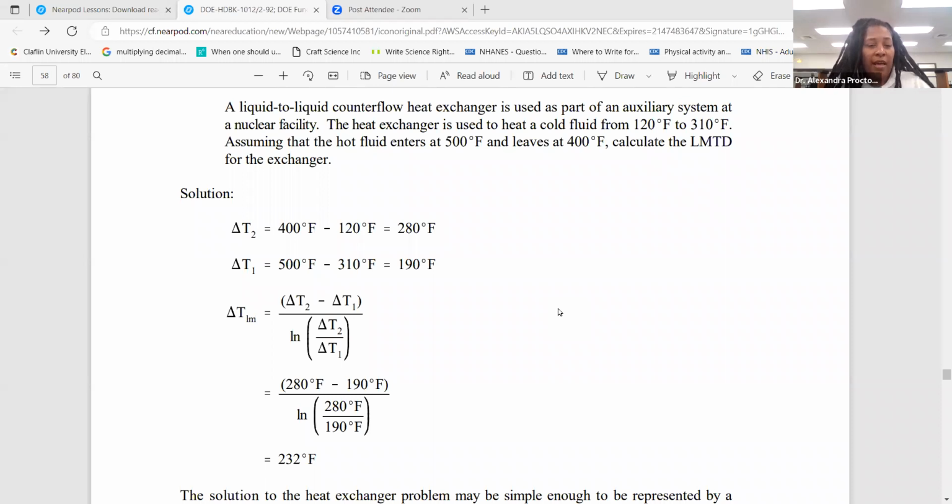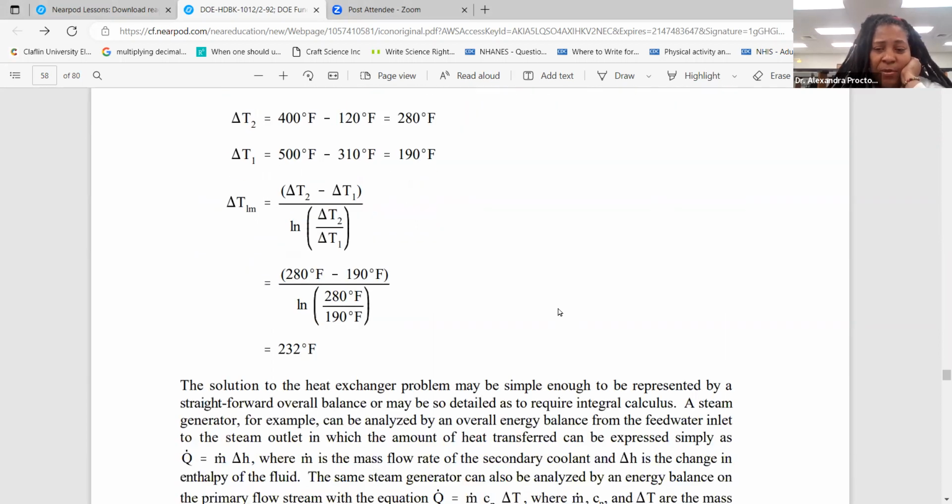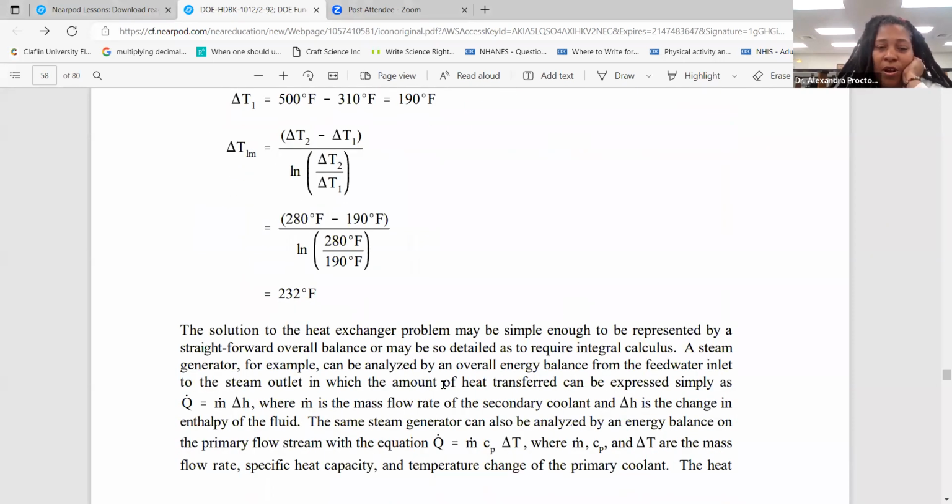So the solution to a heat exchanger problem may be simple enough to be represented by a straightforward overall balance, or it may be so detailed that it requires calculus, okay? And so, like I said, you can always take thermodynamics up a few notches by bringing in what you know about integration, what you know about calculus 2 and calculus 3, what you know about partial derivatives. So you can definitely take this up a couple notches.